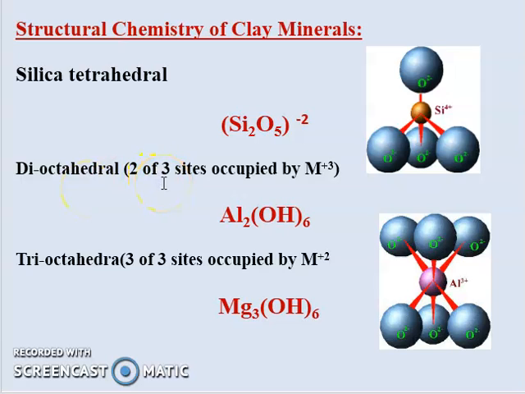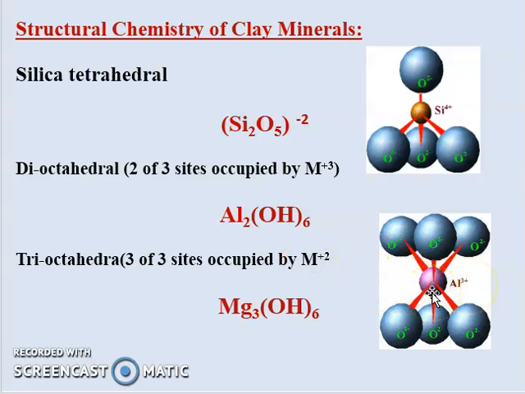Two sides, dioctahedrals: 2 of 3 sides occupied by metal, by aluminum. Trioctahedra: all 3 sides occupied. There are sides here, meaning empty space.